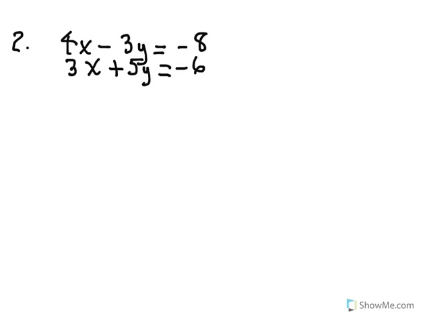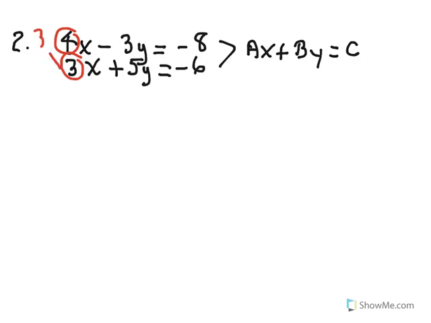Okay, so obviously these two equations are written in standard form, so I don't need to rewrite them. What I'm going to do is try to find a way to get opposites in my x's. Notice that I have a 4 and a 3. Now, if I multiply the top by 3 and the bottom by negative 4, I'm going to get opposite coefficients in my x's. Again, I'm going to multiply the top by 3 and the bottom by negative 4 just to get the negative 12. Okay, so let's just multiply.